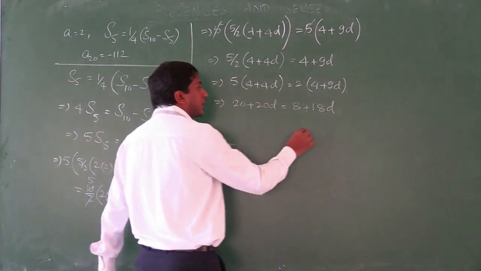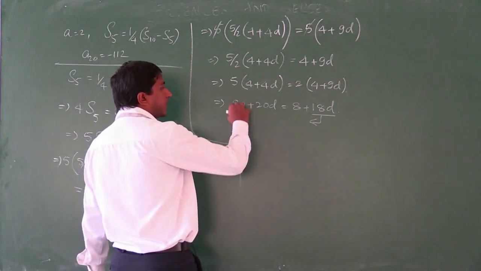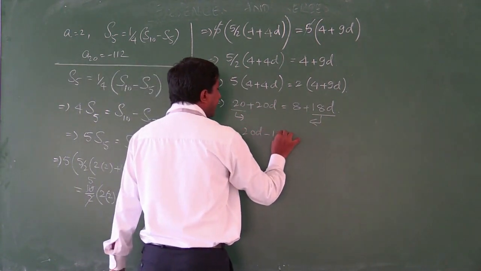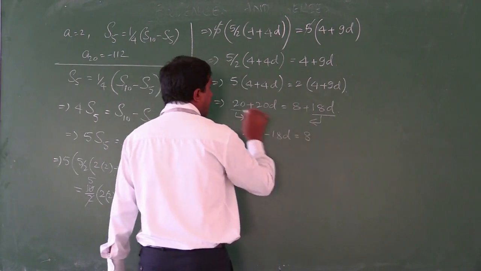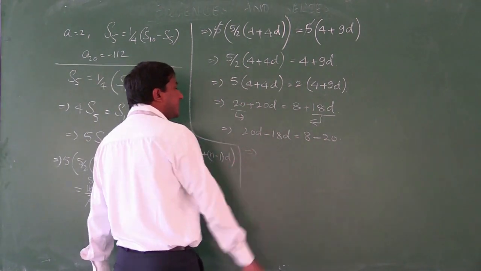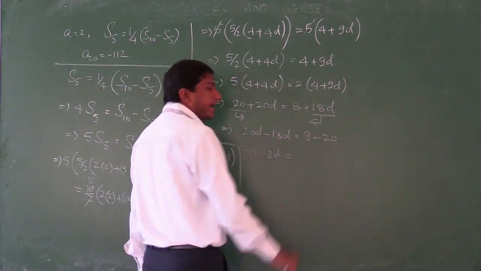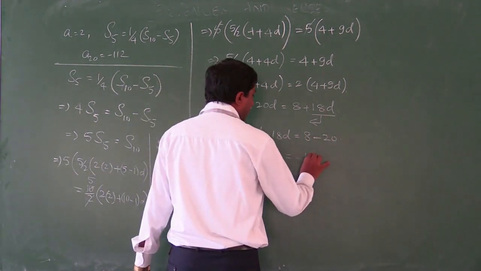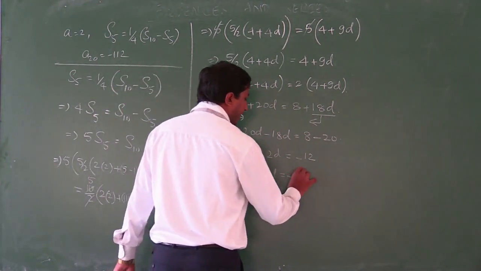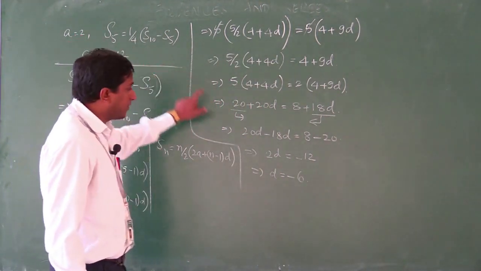Our aim is to find the value of D. So I'll take 18D to the LHS and 20 to the RHS. We have 20D minus 18D equals 8 minus 20. 20D minus 18D gives 2D equals 8 minus 20, which is minus 12. So what is the value of D from this? D value we get to be minus 6. So now we have the value of A and the value of D.